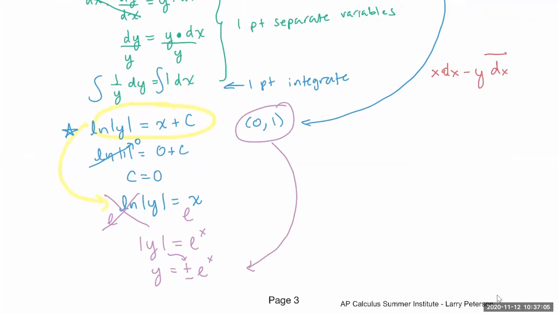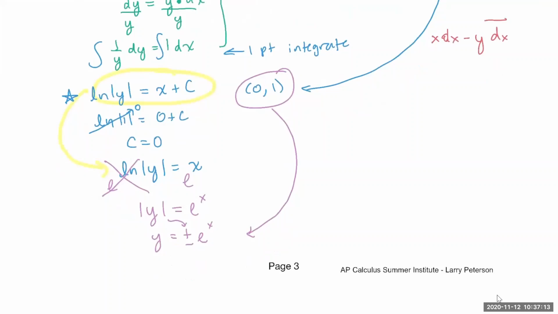A lot of times students will get to the free response, they do everything beautifully, and then they box this as their answer. Remember, if it's an initial condition at the beginning, that solution curve, your particular solution, has to go through that point of 0, 1. So your actual answer is just the positive version of e to the x.